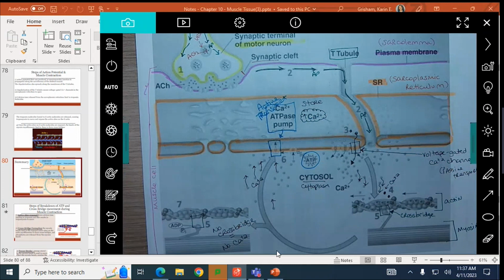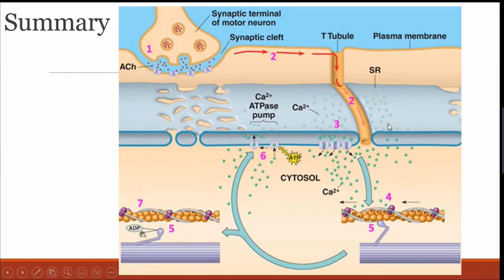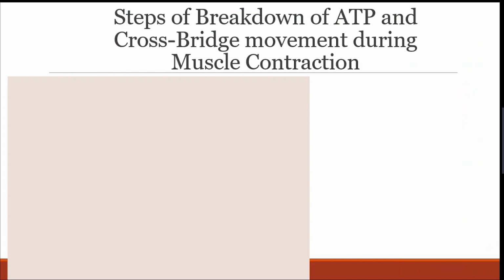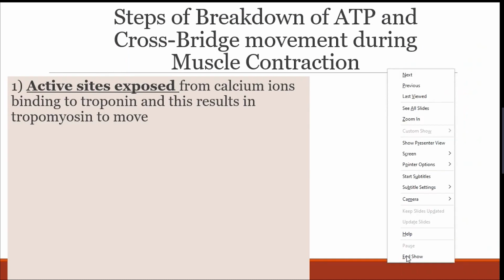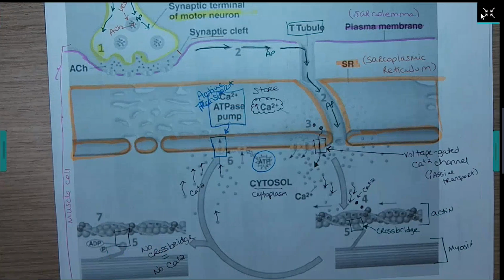I kind of like the picture. Y'all may not like it as much as I do, but it really summarizes it. And here you can see that sarcoplasmic reticulum a little bit better because it's in blue, so it's hard to see it on the black and white page. It's a lot easier to see it here. So the steps of breakdown of ATP and cross-bridge movement, that's the next thing we're going to take a look at. So let's go back to our picture again.